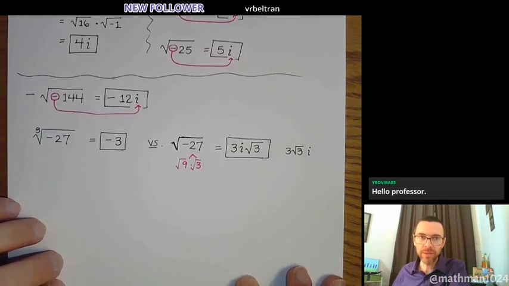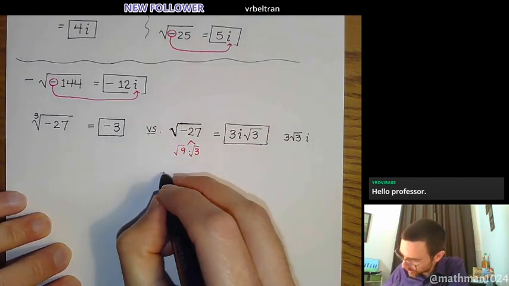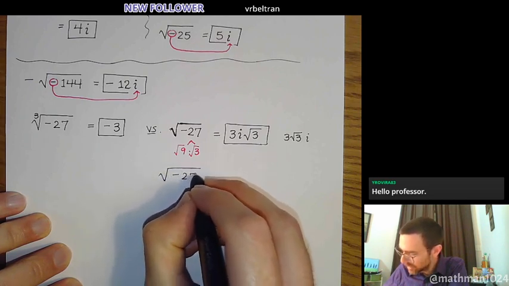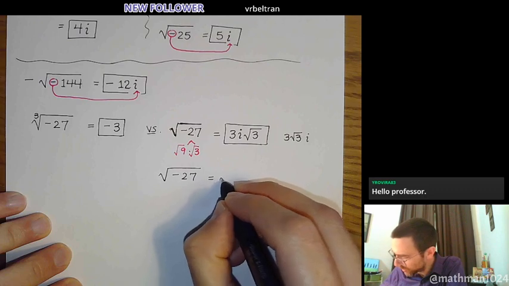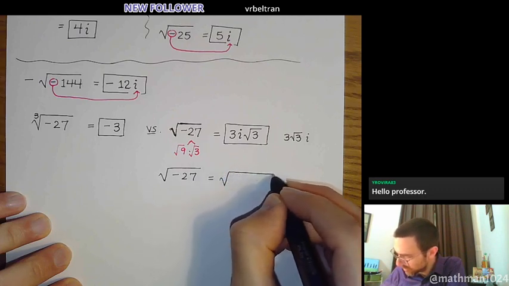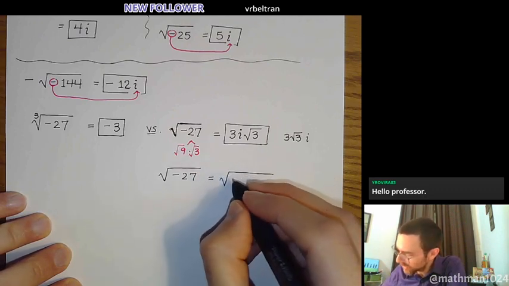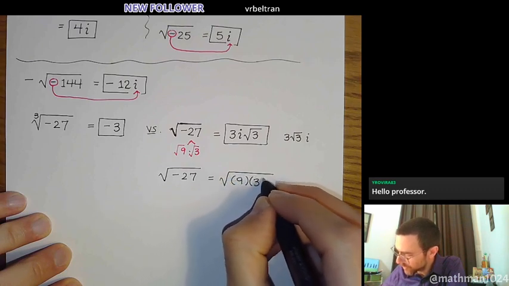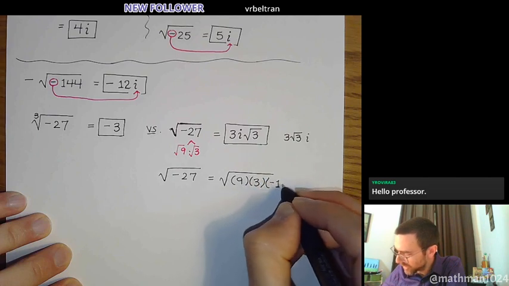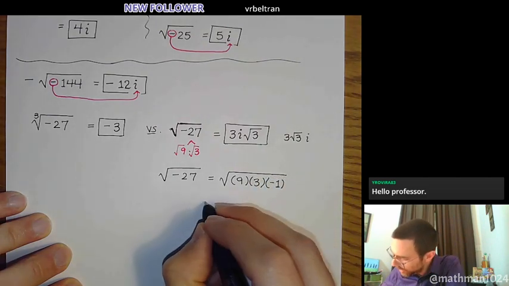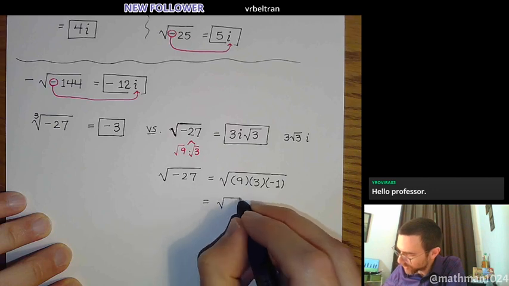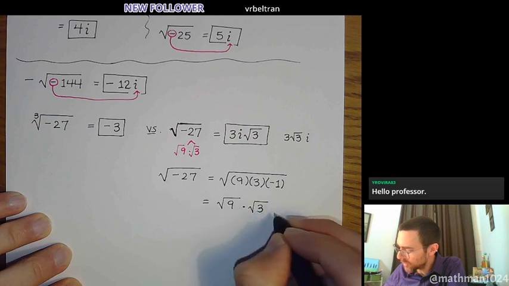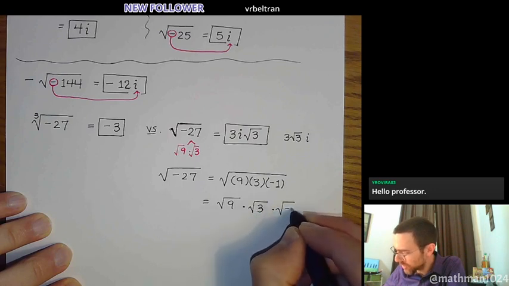Now, I want us to look at this again, just to make sure we understand where everything is coming from and where everything goes. So if I break this down all the way, the 27 breaks down as 9 times 3, and then you have a negative 1 as a factor. When you separate this using that product rule for radicals, you have the square root of 9 times the square root of 3 times the square root of negative 1.